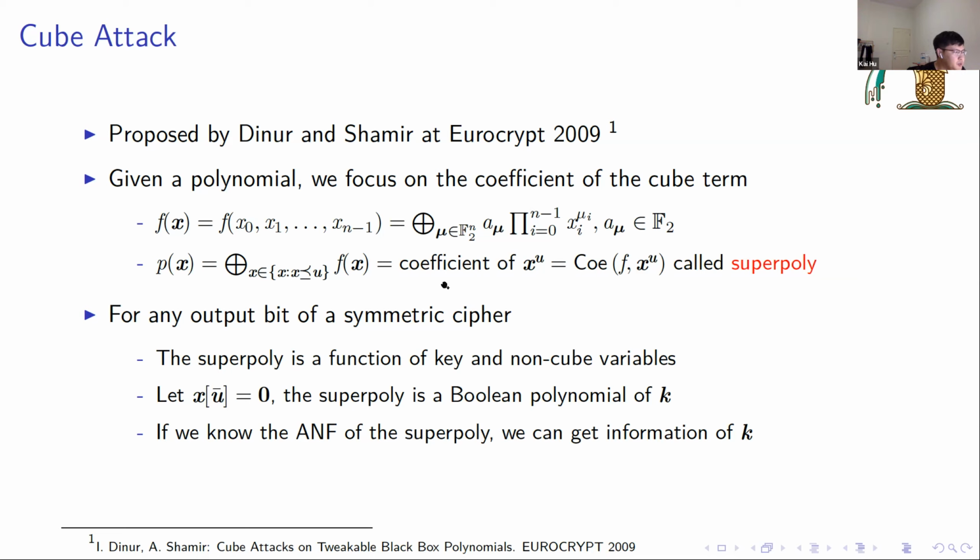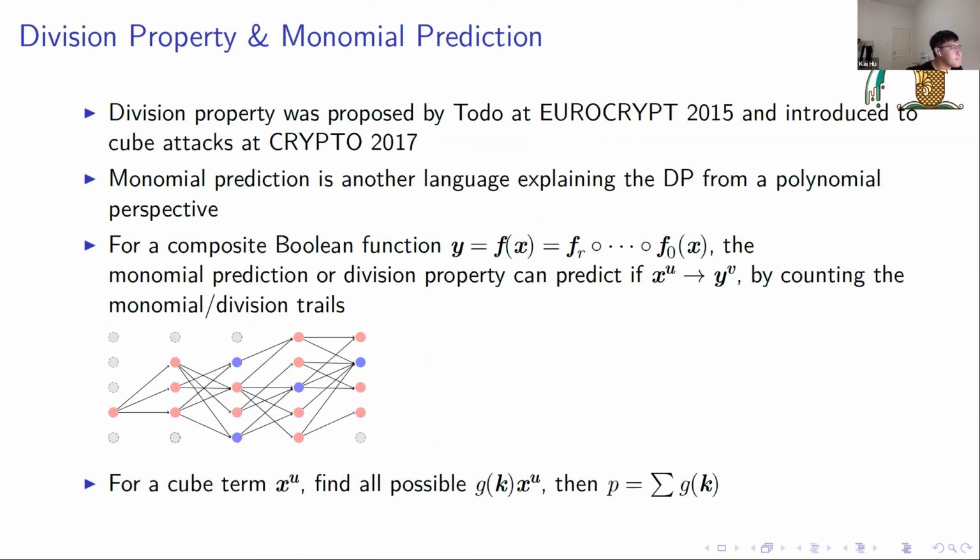For any output bit of a symmetric cipher, the superpoly is a function of key and non-cube variables. If we set the non-cube variables to 0, then the superpoly will be a pure polynomial of only key variables. So if we know the ANF of the superpoly, we can get some information about the key variables. Recovering the ANF of the superpoly is a core problem in cube attacks.